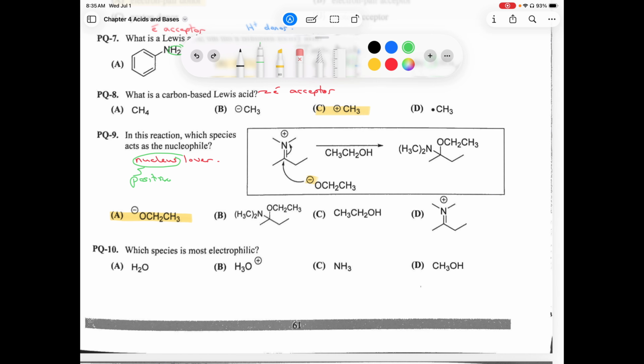Question 10 asks us which one of these species is the most electrophilic. We said a nucleophile was a nucleus lover, and an electrophile is going to be an electron lover, so to speak. So we're looking for something that is positive, that's seeking electrons. We've got water, hydronium, ammonia, and methanol. Well, hydronium is the only one that's positively charged, so it's going to be seeking electrons the most.